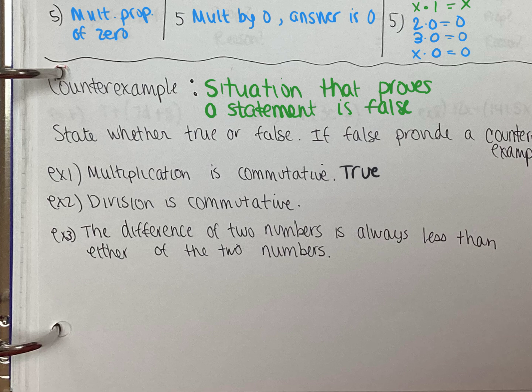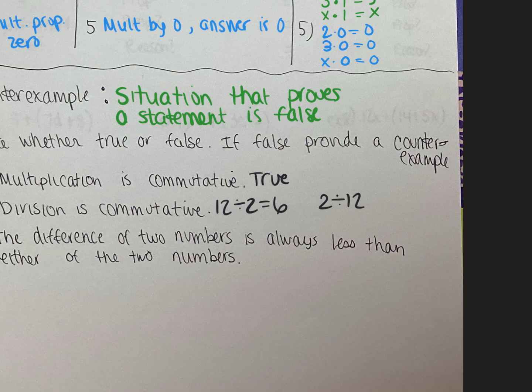Let's try a situation. Let's try 12 divided by 2. 12 divided by 2 is 6. 2 divided by 12 is not 6. That would be 1/6. So it is false, and this is my counterexample. This is my situation that proves it's false. I'm saying it's false, and this is why. If I can prove this one is false, then the whole statement is false.